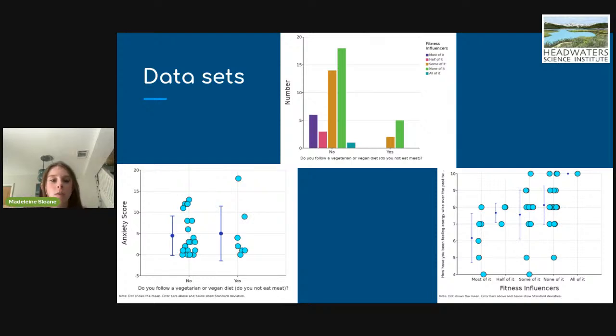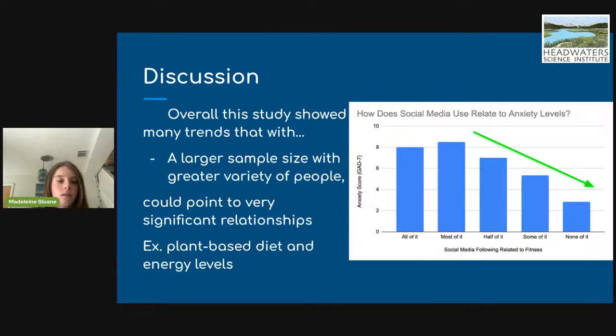And then for that top one up there, that's if you're on a vegan or vegetarian diet and your fitness influencing following, you can also see that there isn't a super significant relationship between the two. And then finally, the one that was super significant is in the bottom right-hand corner with fitness influencing and one's energy levels. And since those little dots and those bar areas right there that are representing the mean are all spread out, that shows that there is a very significant relationship.